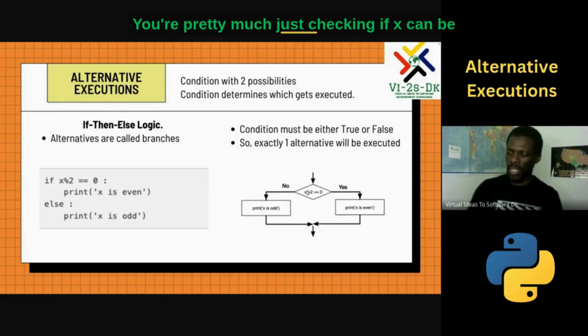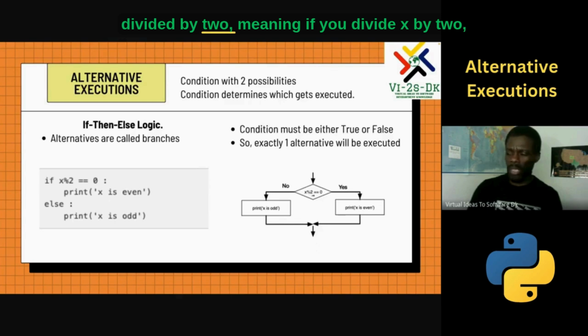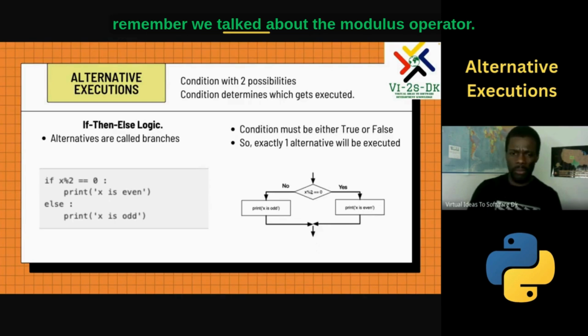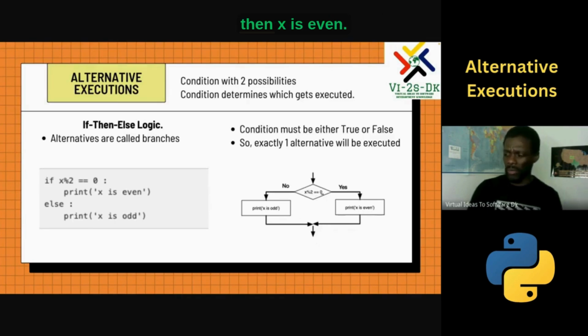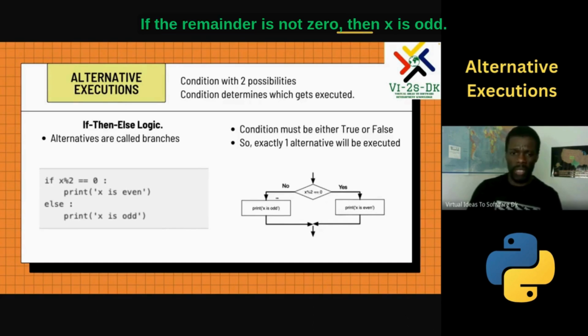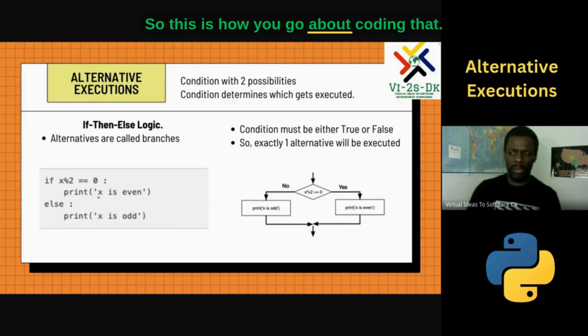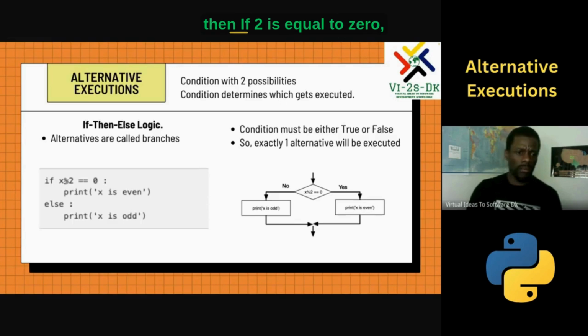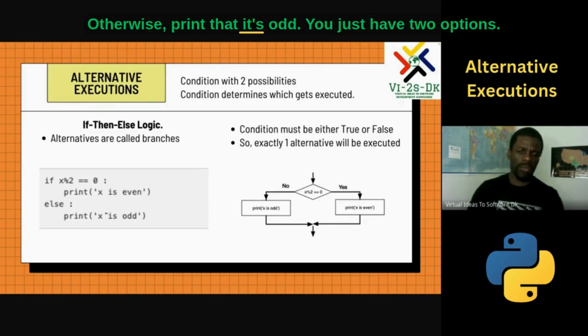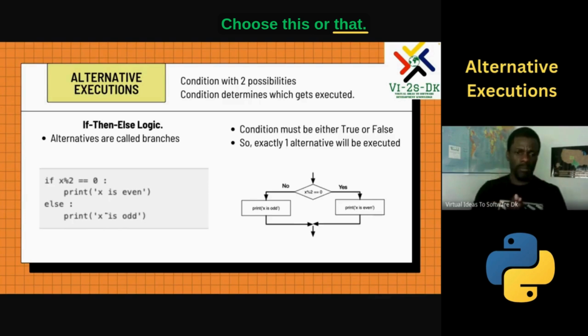You're pretty much just checking if x can be divided by 2. Remember we talked about the modulus operator: if the remainder is 0, then x is even. If the remainder is not 0, then x is odd. At the end of the day, you proceed with the next piece of code you have. So this is how you go about coding that. If x modulus 2 is equal to 0, print that it's even. Otherwise, print that it's odd. You just have two options. Choose this or that. Okay?